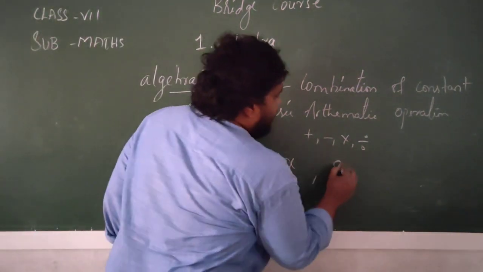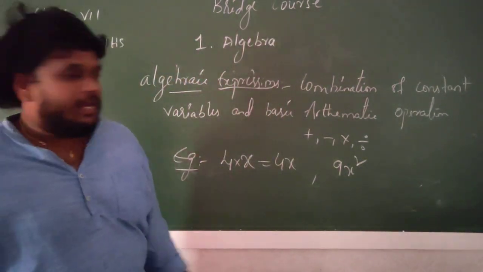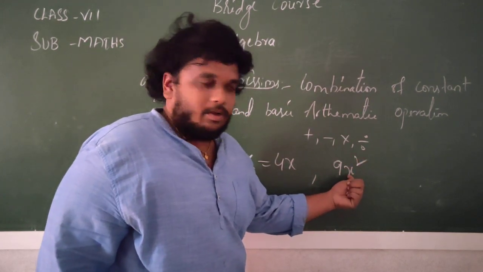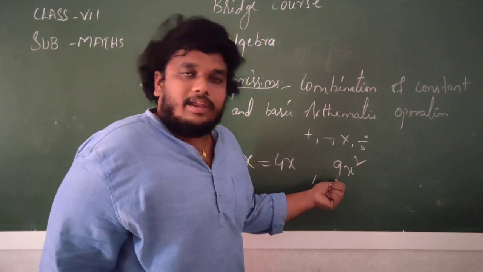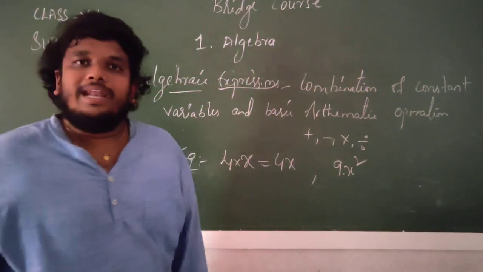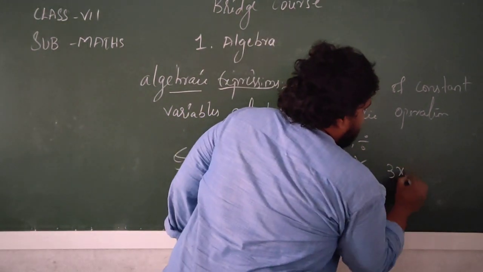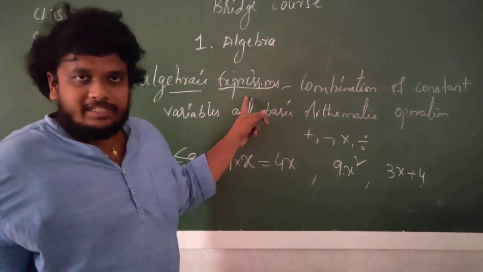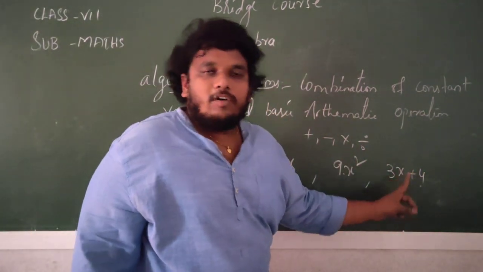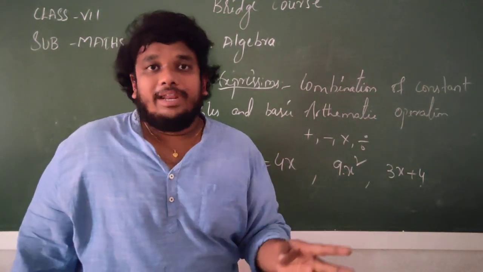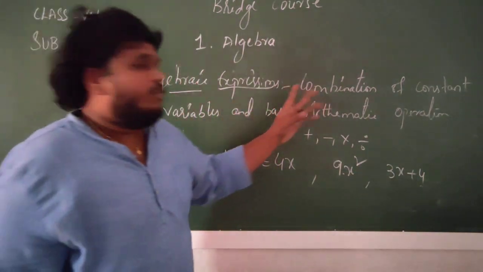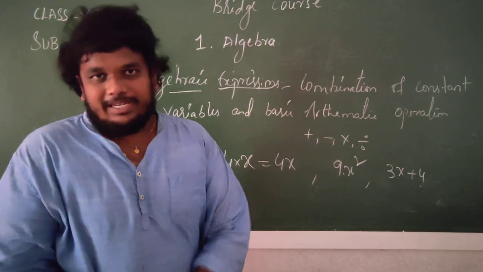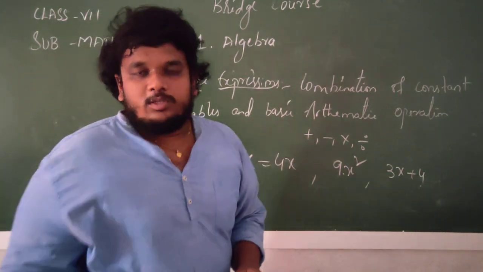For example, 9x square. So 9 is a constant and x is a variable. What is the operation here? Multiplication. So 9 into x square, 9x square, or you can say 3x plus 4. It is also an algebraic expression because we have a variable, a constant and also an arithmetic operation. That's why the combination of constants, variables and basic arithmetic operations are known as algebraic expressions. Is it clear up to here?